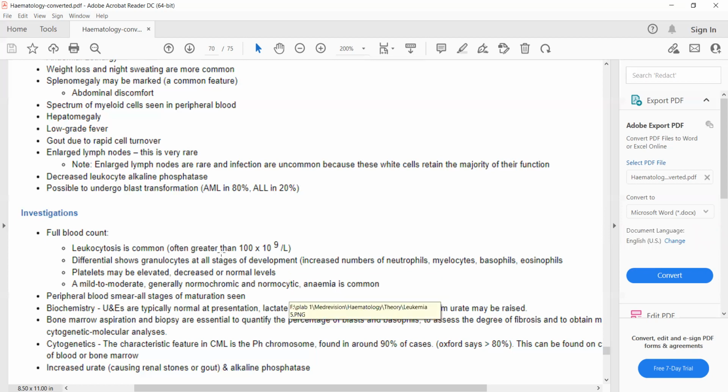So full blood count will show high WBC count, and differential shows granulocytes at all stages of development. Increased number of neutrophils, myelocytes, basophils, eosinophils. So the initial diagnosis can be made on the basis of a full blood count and a peripheral blood smear. High WBC count, which shows granulocytes, such as increased number of neutrophils, basophils, and eosinophils, then the diagnosis will be CML, myeloid leukemia, because there is increase of myeloid cells.